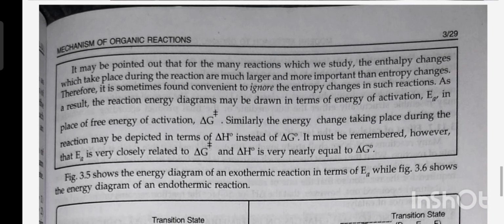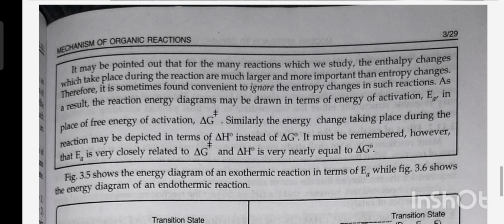It may be pointed out that for many reactions which we study, the enthalpy change which takes place during the reaction is much larger and much more important than the entropy change. Therefore, it is sometimes found convenient to ignore the entropy change in such reactions. As a result, the reaction energy diagram may be drawn in terms of the energy of activation, EA, in place of the free energy of activation ΔG*. Similarly, the energy change taking place during the reaction may be depicted in terms of ΔH°, the enthalpy of reaction, instead of the standard Gibbs free energy.